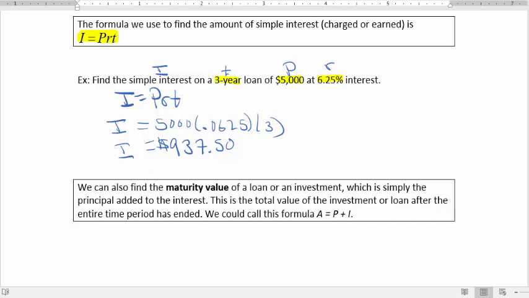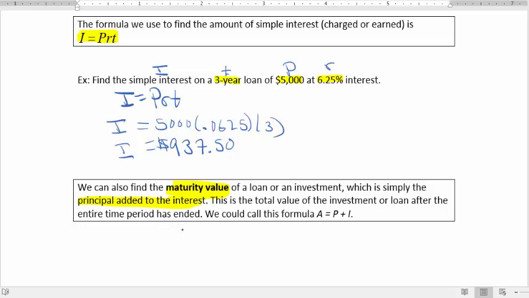The other thing that we can do is also find what's called the maturity value of a loan, which basically amounts to the principal added to the interest. In this case, if you want a formula for it, you can call it A for total amount, which is the principal plus the interest. If you want to do that, you can. You don't even have to have a formula for it. Just realize that you're adding the principal and the interest.